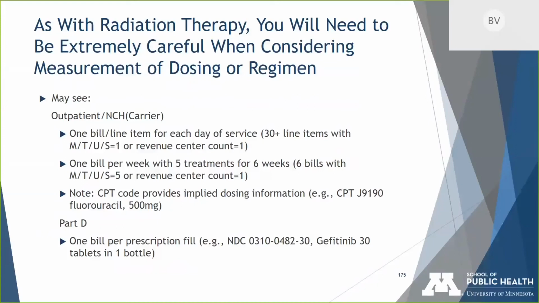You can note that the CPT code specifically for chemotherapy does provide some implied dosing information. So if you look at the description for CPT J9190 for fluorouracil, you can see that it was a 500 milligram dose of that drug. Within Part D, the data appear as 1 bill per prescription fill, and that's based on the NDC code. Again, you do have some implied information about dosing within that data. So if you look at the definition of that NDC code, you can see for gefitinib that would be 30 tablets and 1 bottle.